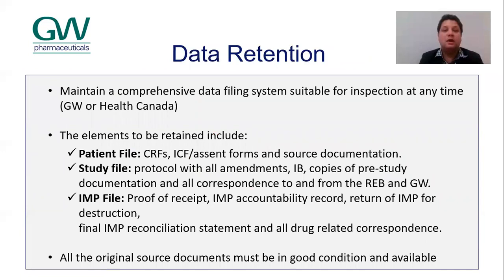For data retention, the site should maintain a comprehensive data filing system suitable for inspection at any time by GW or Health Canada authorities. The elements to be retained include the patient file, that should contain case report forms, informed consent forms, assent forms, and source documentation. The study file must include the protocol with all amendments, investigator brochures, copies of pre-study documents, and all correspondence to and from the REB and GW.